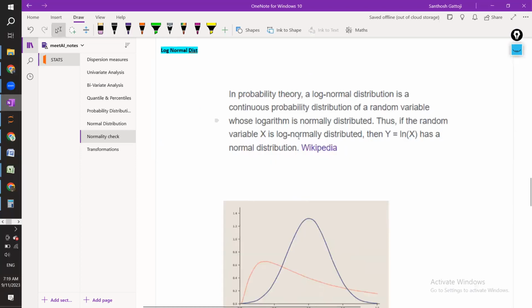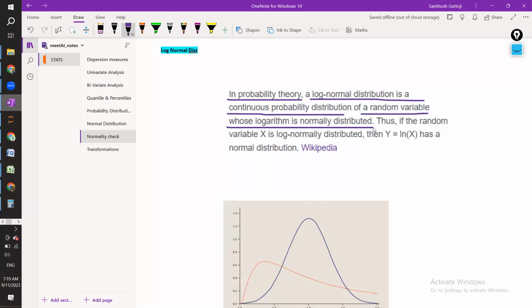Okay, lognormal distribution. In probability theory, a lognormal distribution is a continuous probability distribution of a random variable whose logarithm is normally distributed. Thus, if a random variable x is lognormally distributed, then y equal to log of x has a normal distribution. Simple, don't get confused.